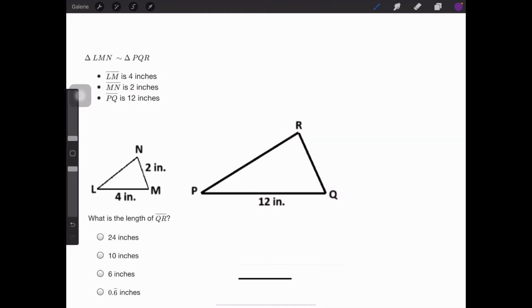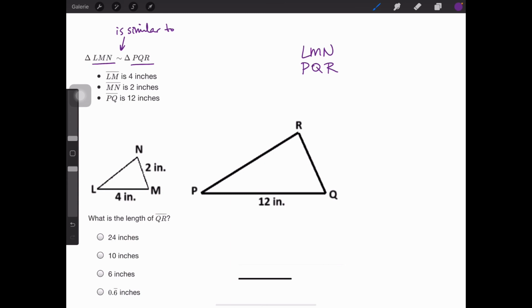Question 18. We have 2 triangles. And when I look at these triangles, I notice that it gives me that weird symbol again. That symbol means is similar to. So I'm going to start off by writing out my key. So LMN and PQR. So that tells me what angles and sides are corresponding.